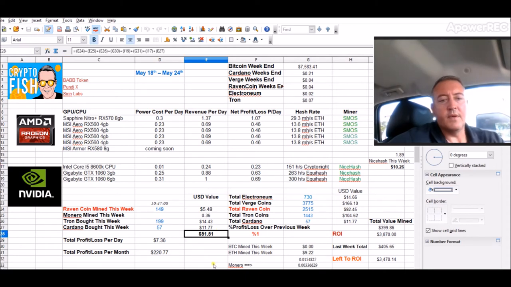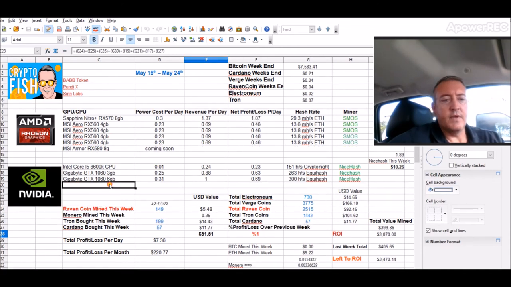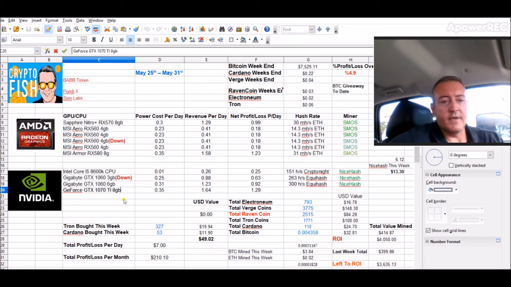At this point, I'm making $51.51, or at least my rigs are earning that much every week, which is good news. Week 15 dropped a little bit, $49.02 that week total. Still at 7 or above every day. Total value mined, $414. I did skip this week right here, I had ordered the 1070 Ti, which shows up here on this graphic now. I did lose two cards in the process, but as of right now, they are soon to be back in service.